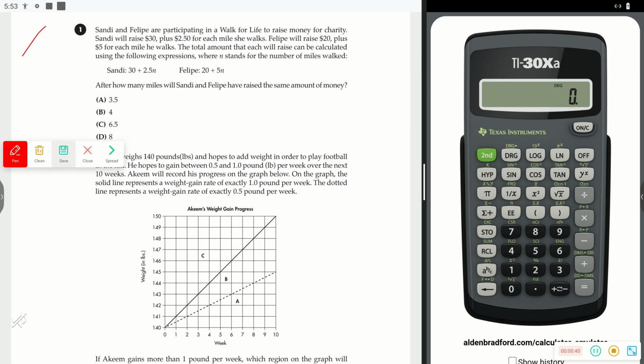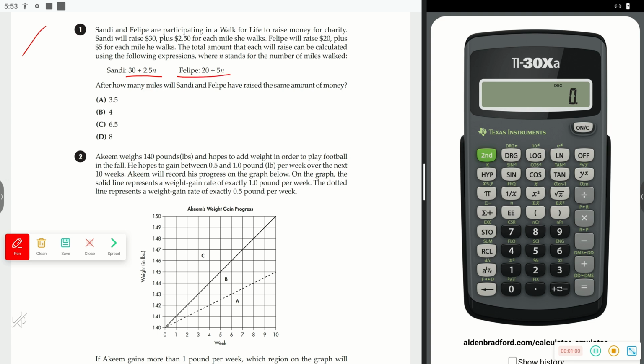So for number 1, it says Sandy and Felipe are participating in a walk for life to raise money for charity. Sandy will raise $30 plus $2.50 for each mile she walks. So this is the equation right here for that. Felipe will raise $20 plus $5 for each mile he walks. So we can see that equation right there. If the total amount that each will raise can be calculated using the following expressions, where n stands for the number of miles walked, after how many miles will Sandy and Felipe raise the same amount of money?